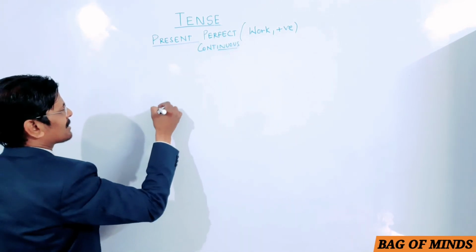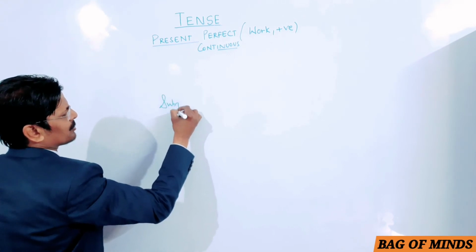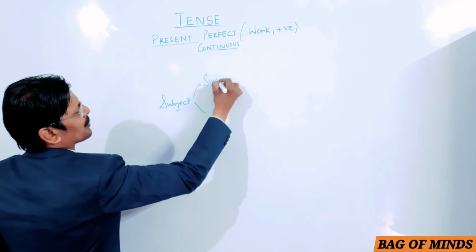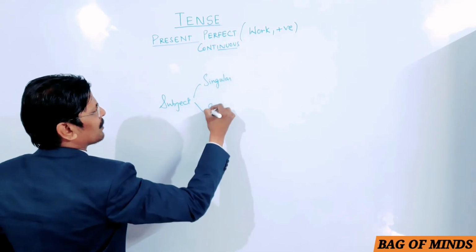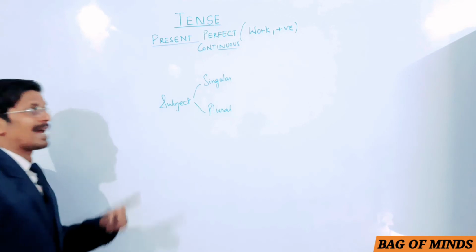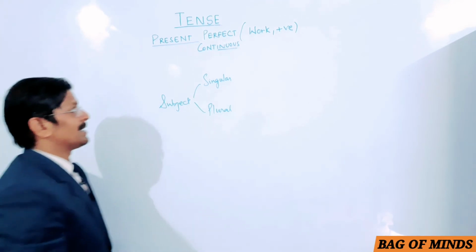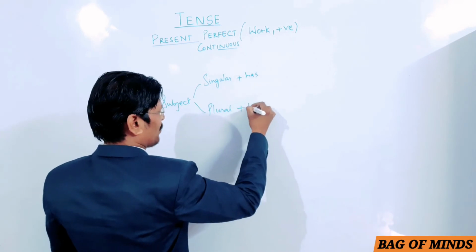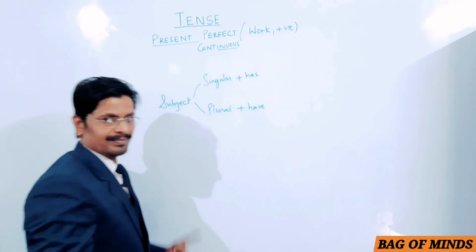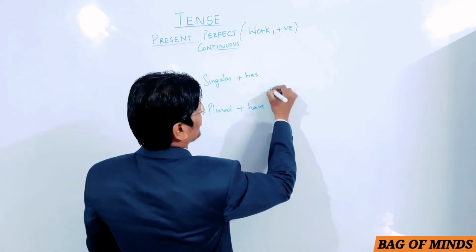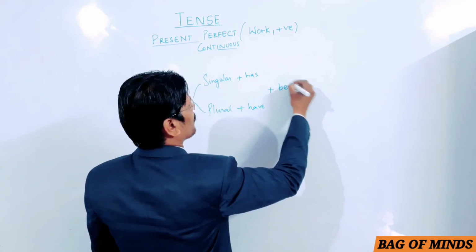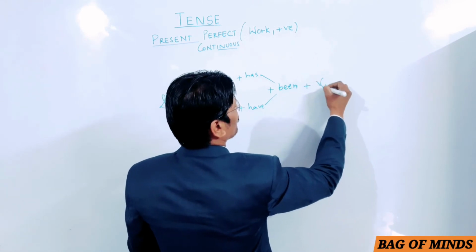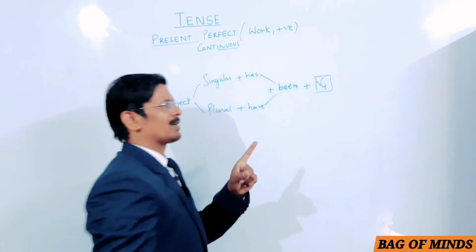So again, let's take the subject here. We have a division of subject. First one singular. The second one is plural. And I'll try to discuss the negative one here in the same sentence. So let's be very careful. Singular, I will use has. Plural, I will use have. That's the main difference. Then I will use been with either of them. Here as well, here as well. Plus V4. Very, very important.